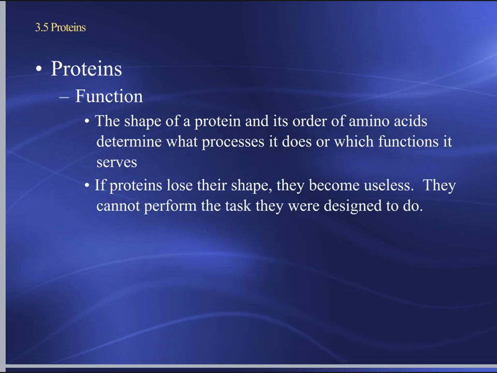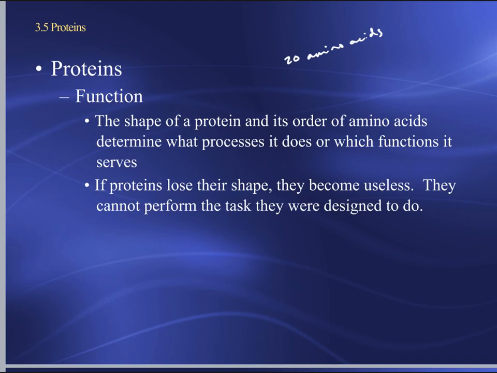The shape of a protein and its order of amino acids determine what processes it does or which function it serves. So the textbook mentions that proteins are the most diverse group of biological molecules. They can have so many different functions. And it's because we can order, there are 20 of them. It's kind of like an alphabet, right? We have 20 amino acids that we can put in whatever order we want, and we can make these 50, 100, 10,000 if we wanted to, amino acids long, and you can end up with different functions, okay? It's almost like creating a language.